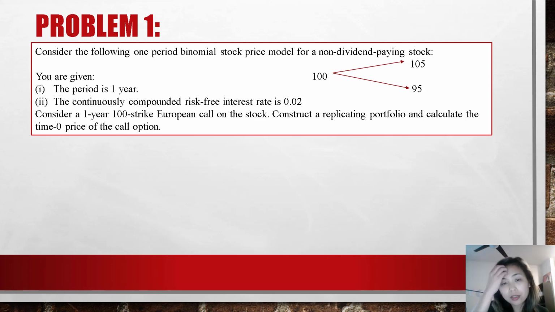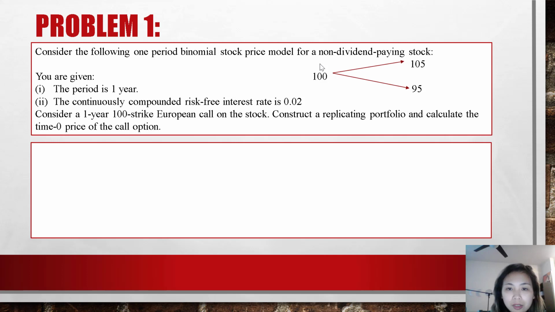Here we are given that the current stock price is 100 from the diagram, and a year later the stock price can be either 105 or 95. So we need to first construct a replicating portfolio and then calculate the time zero price of the call option. Constructing a replicating portfolio here means determining the amount of money we invest in the bond and the number of shares of the stock.